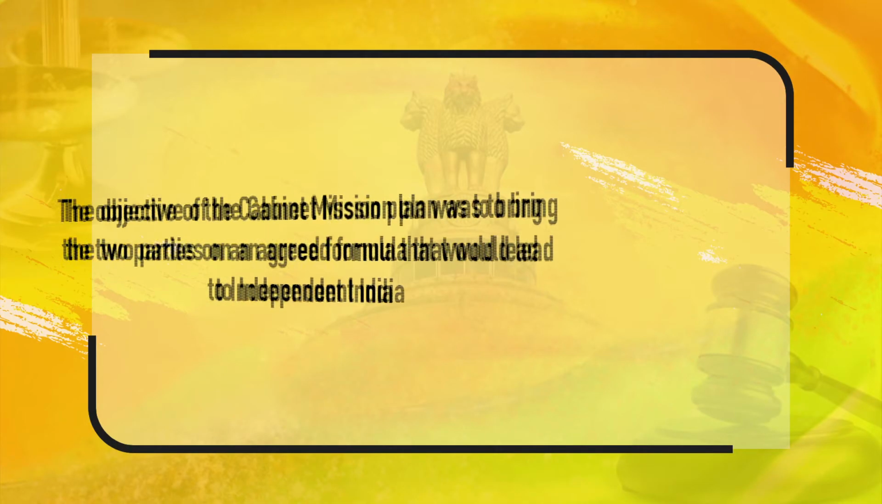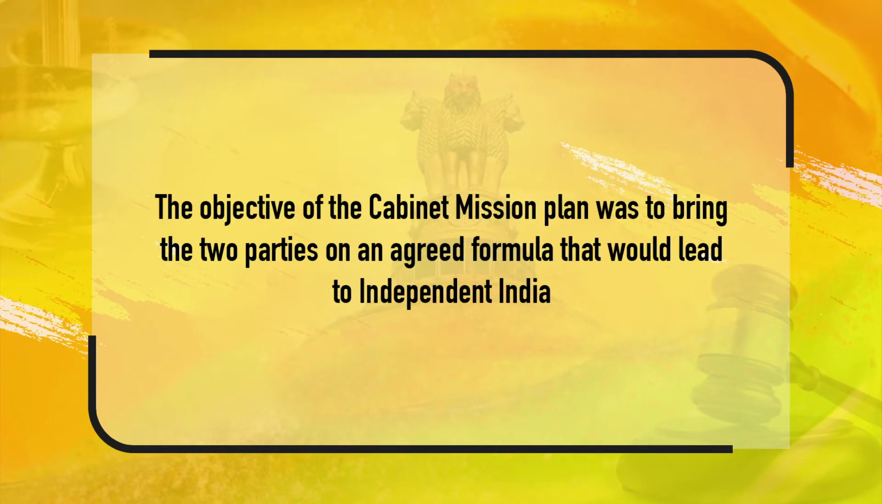Therefore, the objective of the Cabinet Mission Plan was to bring the two parties to an agreed formula that would lead to independent India. The Shimla Conference, convened by Viceroy Lord Wavell to bring an agreement between Congress and Muslim League, ended in failure. The efforts of the Cabinet Mission Plan too failed to break the ice to resolve the differences between the leadership of the two political parties.